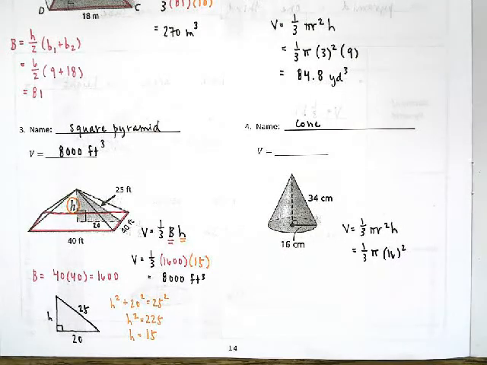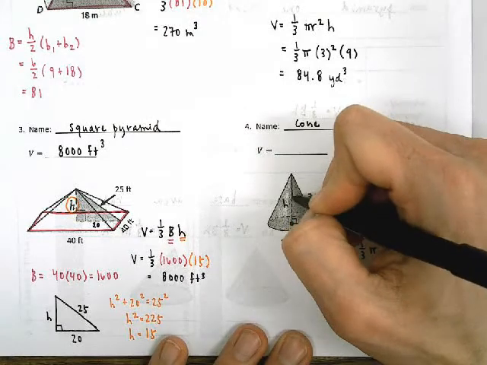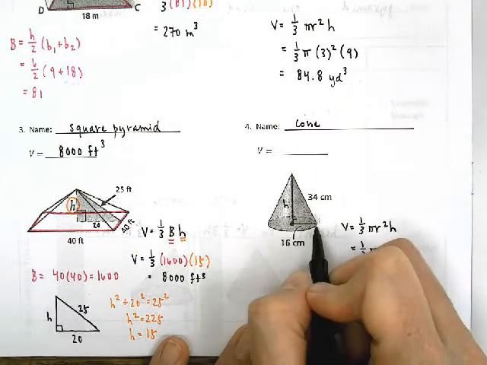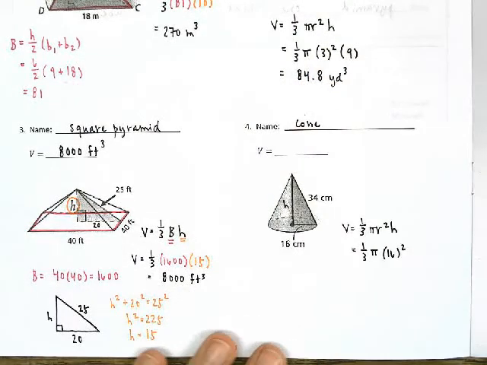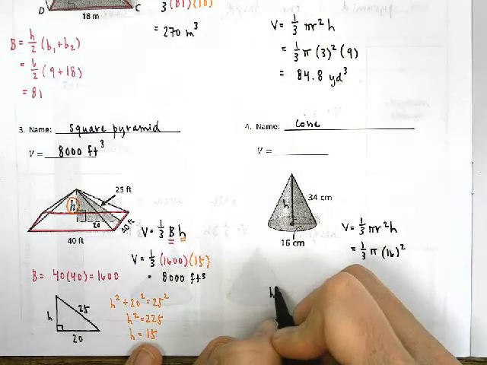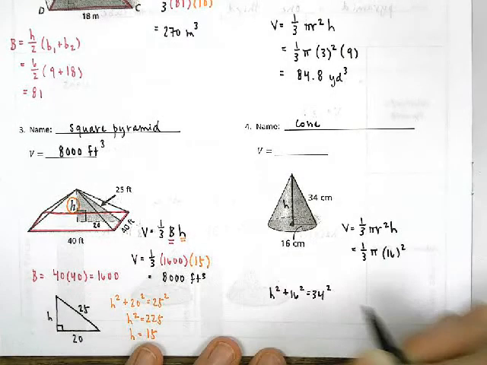But we have to find our h. And again here, we're just going to use Pythagorean theorem to do that. I'm looking for this h. I know this leg is going to give me 16. And again, this slant height here is 34. So I can set up Pythagorean theorem. H squared plus 16 squared equals 34 squared.